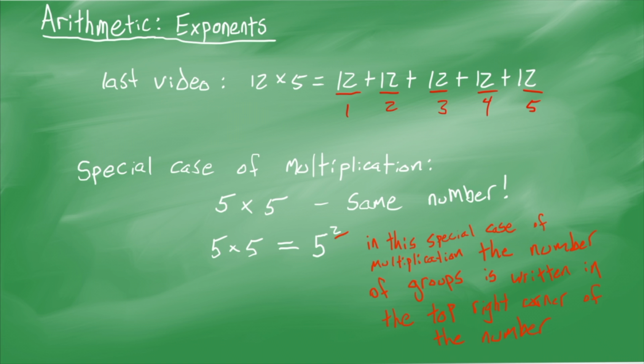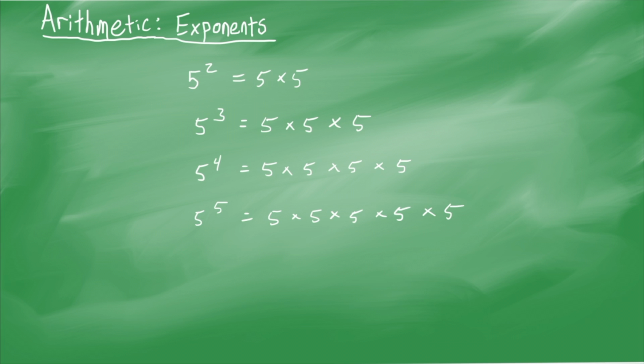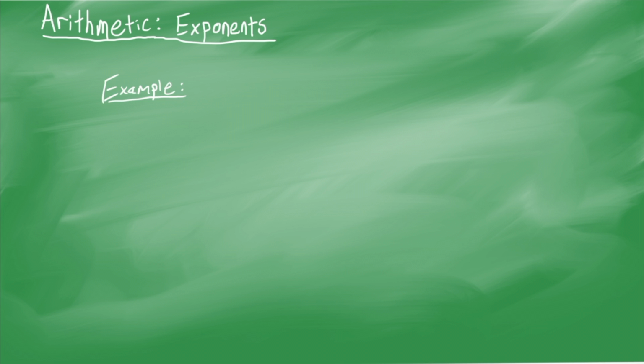In the special case of multiplication, the number of groups is written in the top right corner of the number. So then, we could expand this. 5 to the power of 2 would be 5 times 5. 5 to the power of 3 would be 5 times 5 times 5. 5 to the power of 4 would be 5 times 5 times 5 times 5. 5 to the power of 5 would be 5 times 5 times 5 times 5 times 5. 5 groups of 5.